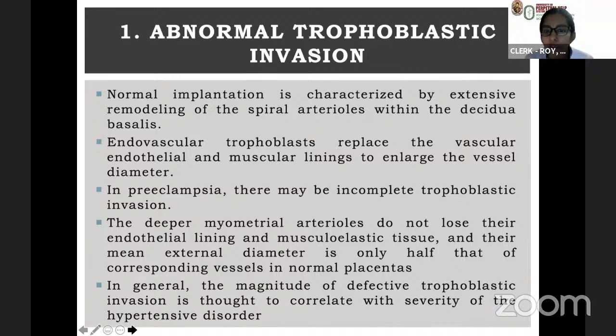So the deeper myometrial arterioles do not lose their endothelial lining and musculoelastic tissue, and their mean external diameter is only half that of corresponding vessels in normal placentas. So there will be constriction and the peripheral vascular resistance will be increased, which leads to hypertension. In general, the magnitude of the defective trophoblastic invasion is thought to correlate with the severity of the hypertensive disorder.